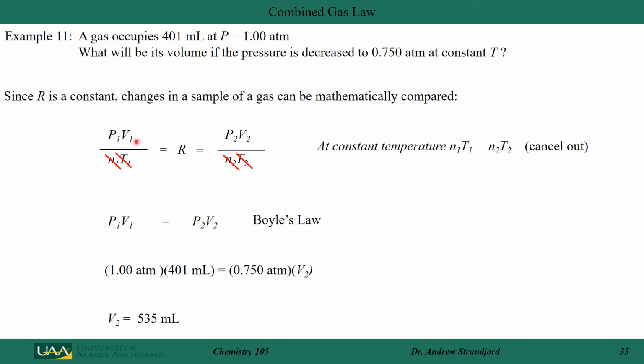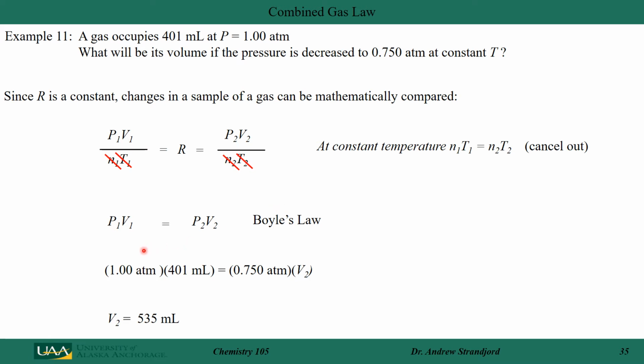If I do that, I get my initial pressure times my initial volume divided by number of moles initial times temperature initial, equal to my final pressure times my final volume divided by the number of moles final times the temperature final. Well, we know several things are constant, right? I know that n and T are the same, so they essentially cancel out of my equation. I end up with P1 times V1 equals P2 times V2. Oh, that's Boyle's law. So I can just plug into that.